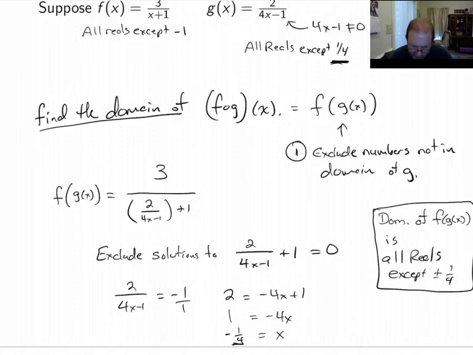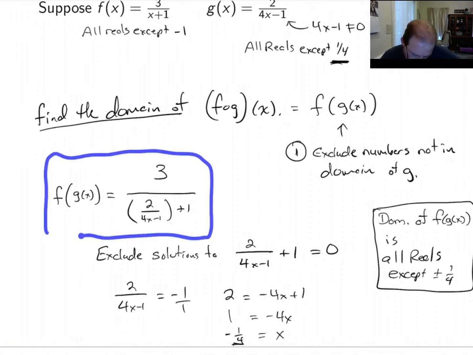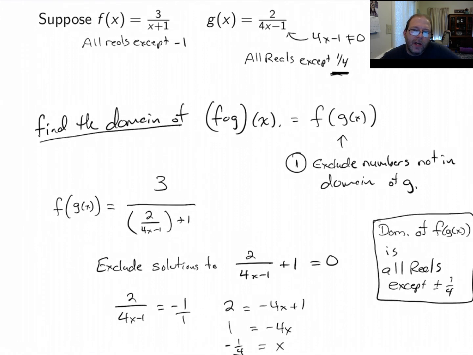So let's talk about this just a little bit more. There are two things we had to throw away. This over here is the function f of g of x. We had to throw away anything that makes its denominator 0. But we also had to throw away anything that's not in the domain of g of x. So we had to throw away the 1/4 and the negative 1/4.